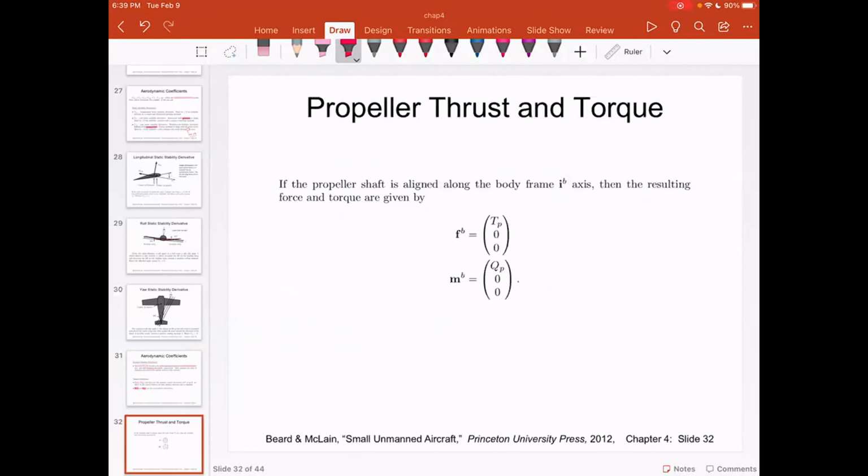The next part is prop thrust and torque. The purpose of prop. So there are two ways the aircraft could be propelled, and aircraft propulsion is a course in itself.